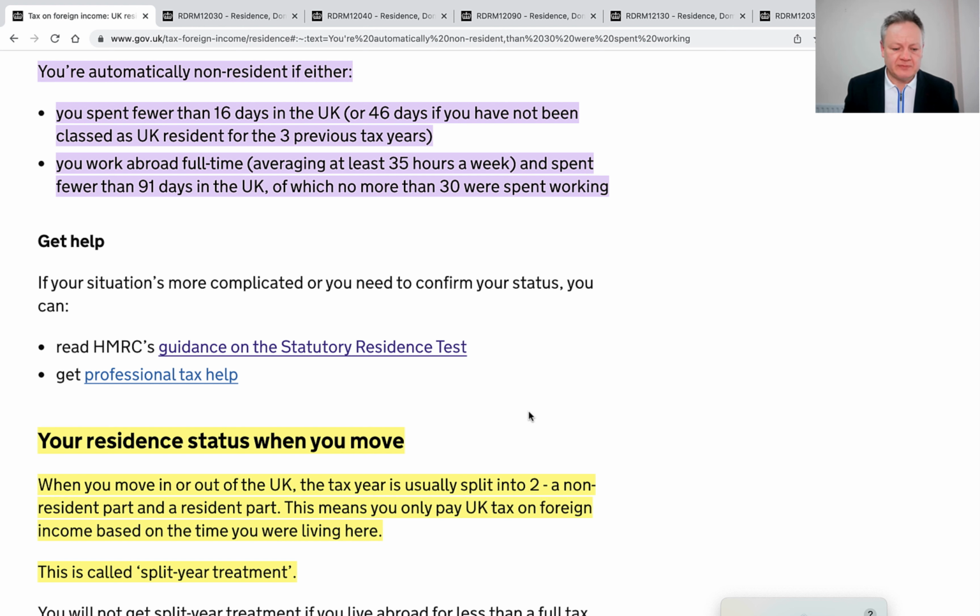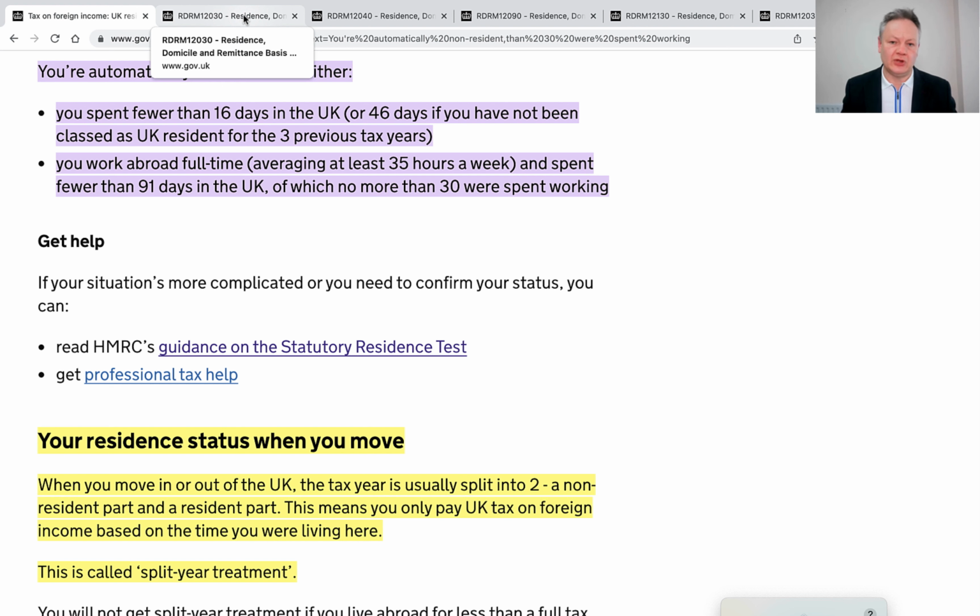Now, on this point though, if you're working full-time in a different country, then you're automatically going to be considered non-UK resident if you have indeed set up shop in another country. And as it says here, you average more than 35 hours per week and spend less than 91 days in the UK, with fewer than 30 days working. All right, so if that's the case, you might still be confused, not sure where you are. And that's absolutely fine, because what this video is going to do is demystify it.